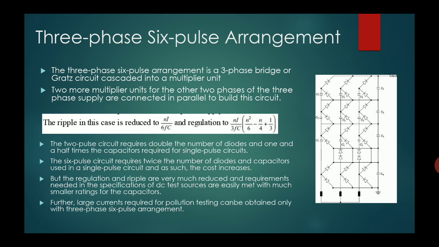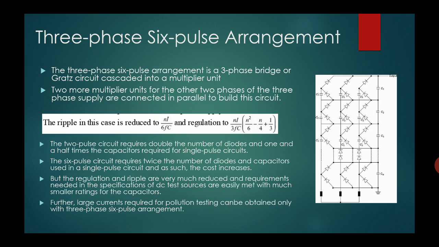The 6 pulse circuit requires twice the number of diodes and capacitors used in the single circuit, and as such the cost increases. But still, using 3 single phase circuits would be much cheaper than using a single 3-phase circuit. But the regulation and the ripple are very much reduced, and the requirements in the specification of DC test sources are easily met with a much smaller rating for the capacitor.